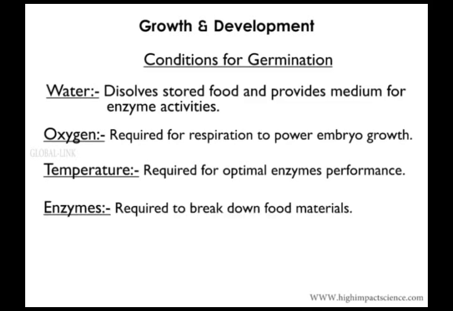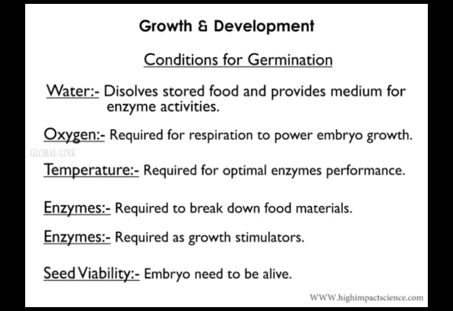Enzymes including diastase, proteases, and lipases are required to break down the respective food materials. Hormones such as gibberellins and cytokinins are required as growth stimulators. Also, the seed has to be viable, that is, the embryo must be alive.